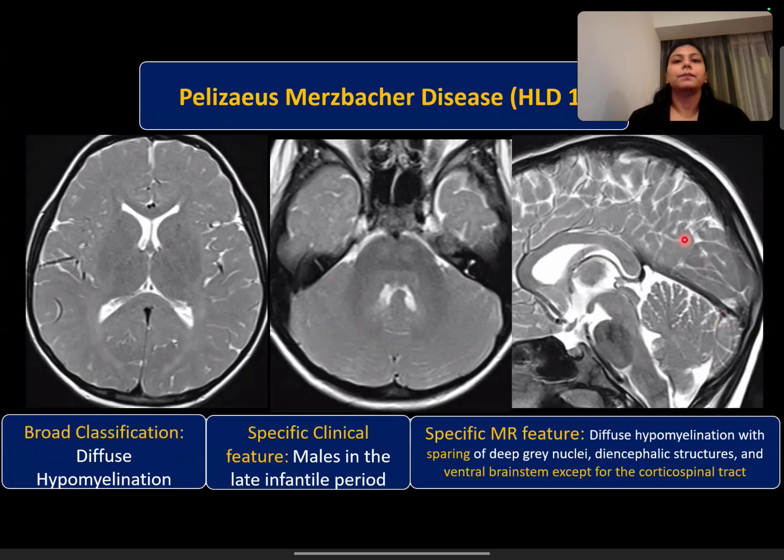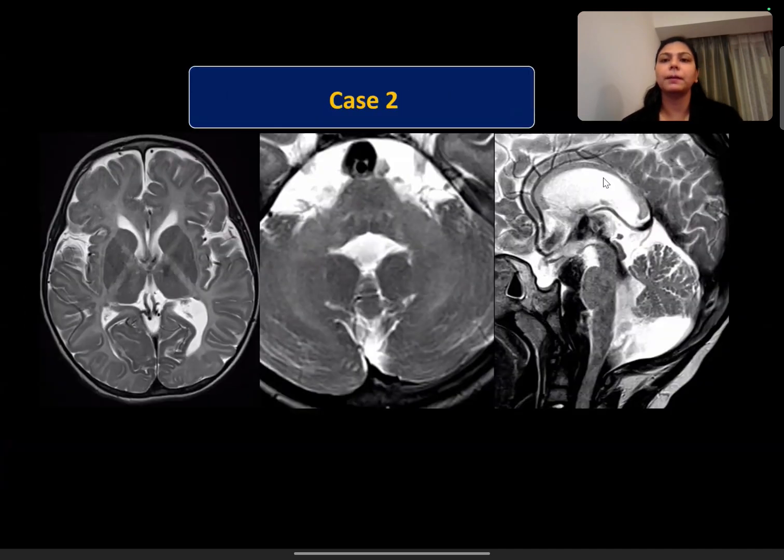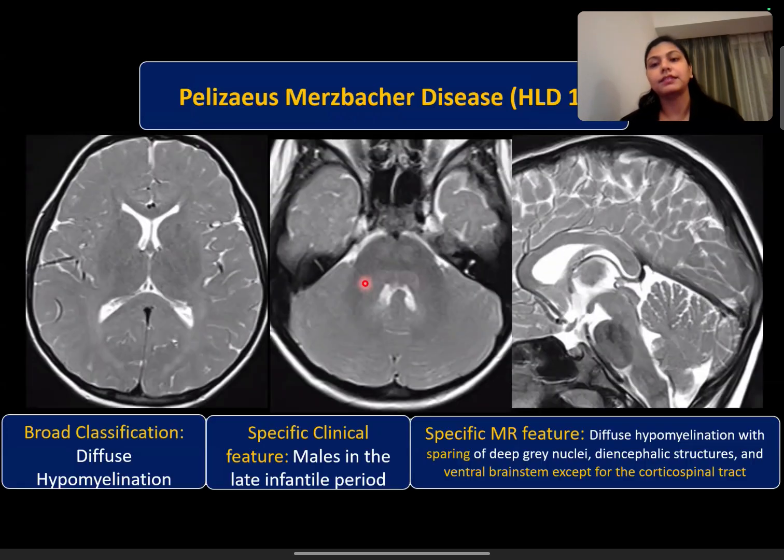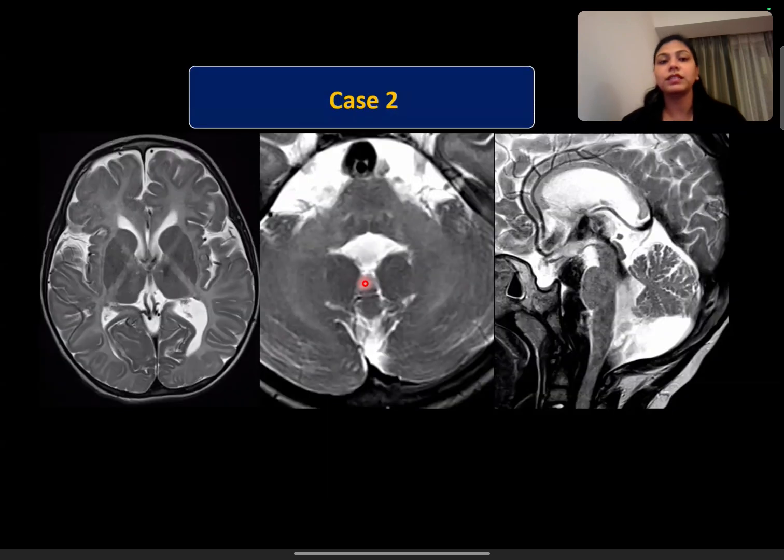So we'll just see case 2 and then we'll compare both the features. So this is another case, of a girl. The previous was a boy because it was an X-linked recessive case. Although there are certain phenotypes of Pelizaeus-Merzbacher disease which are very severe, congenital forms which can involve females as well, more commonly Pelizaeus-Merzbacher disease is seen in males. So we have a second case, which is a female, which had similar features.